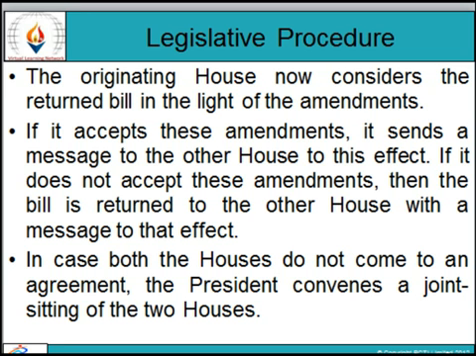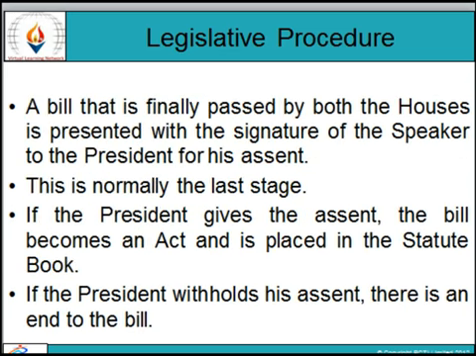The originating House now considers the returned bill in the light of amendments. If it accepts these amendments, it sends a message to the other House to that effect. If it does not accept these amendments, then the bill is returned to the other House with a message to that effect. In case both the Houses do not come to an agreement, the President convenes a joint sitting of the two Houses.